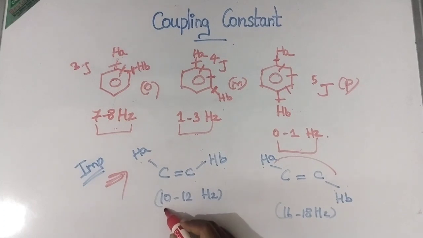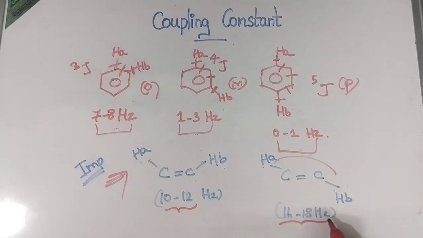See here, it is 10 to 12 hertz for cis, and it is 16 to 18 hertz for trans. The coupling constant value for trans will be high. So if you see the value 16 hertz, then obviously the double bond will be in trans position. This value is very important. You have to keep this in your mind. The coupling constant for cis-trans isomerism is very simple. If you have a higher value like 16 to 18, that value corresponds to trans position. But if you have 10 to 12, it is cis.